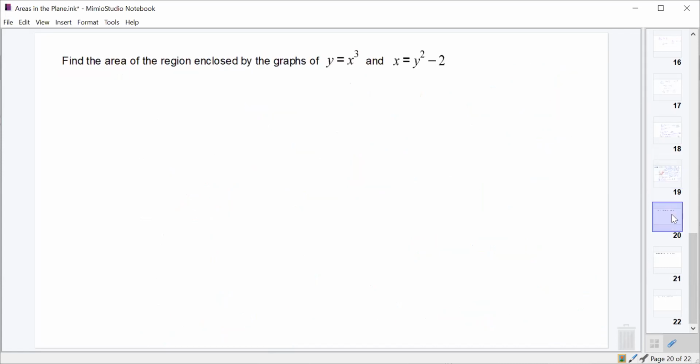All right. So I would like you guys to take a second and graph these two things and see if you can come up with a way to set up this integral to do it in terms of y. So I'll give you like 2 minutes to play around with it and see if you can figure it out. Ready, go.